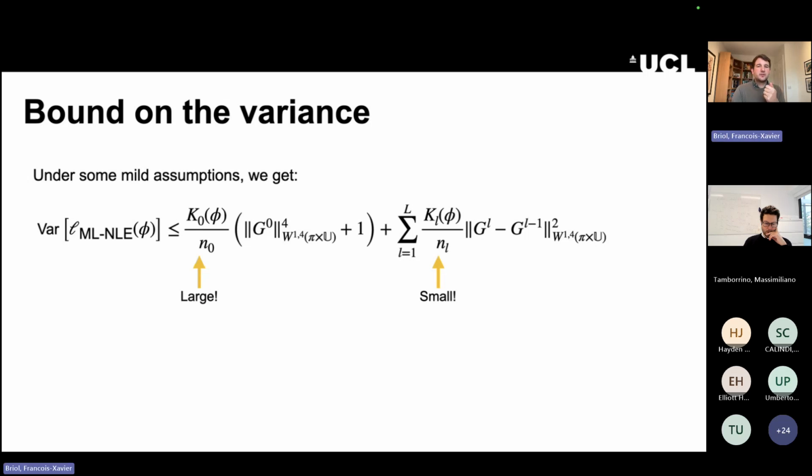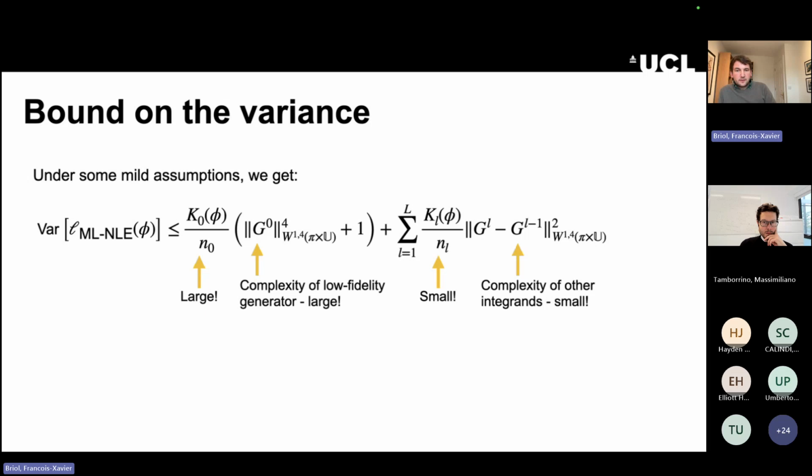For the higher up terms, you have these NL terms. That's the number of samples at higher levels. Typically, you can't take that to be very large because your generators higher up the sequence will be more expensive, and so you can't use them as often. Now, the nice thing is that this is counterbalanced by the other part of the bound in each of the terms, which is the norms of the generators. So for the first term, remember N0 is large, so we can make things small.